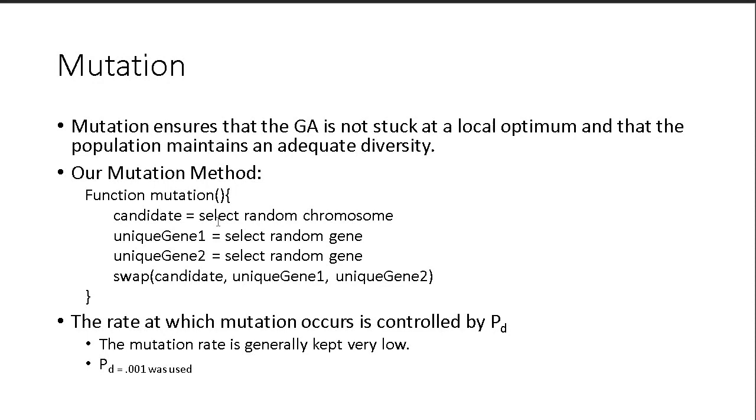So for example, if the chromosome was 1, 2, 3, 4, and we chose genes 2 and 4, then the index of gene 2 will be populated by 4, and then the index of gene 4 will be populated by 2. So that's a swap. And then the rate at which mutation occurs is controlled by PD. And generally we try to keep this pretty low, typically around 0.001.